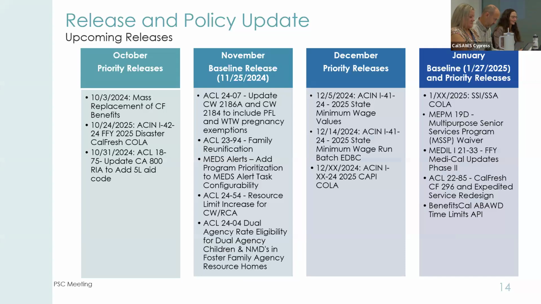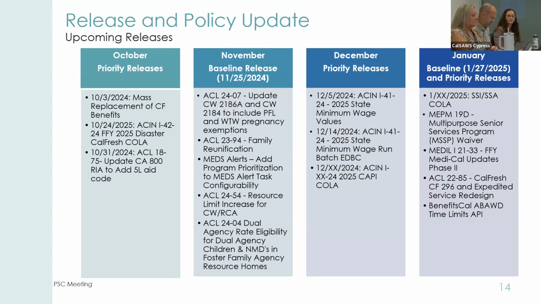So what we have here, we'll just go by calendar month. So October, we are in the middle of some priority releases. So earlier this month, we did run a mass replacement of CalFresh benefits. There were 8 counties that were impacted by power outages, mostly due to wildfires. So we reissued about $1 million across those 8 counties in September CalFresh benefits that were authorized to be replaced at 60% of the benefit amount. So that was successfully run.